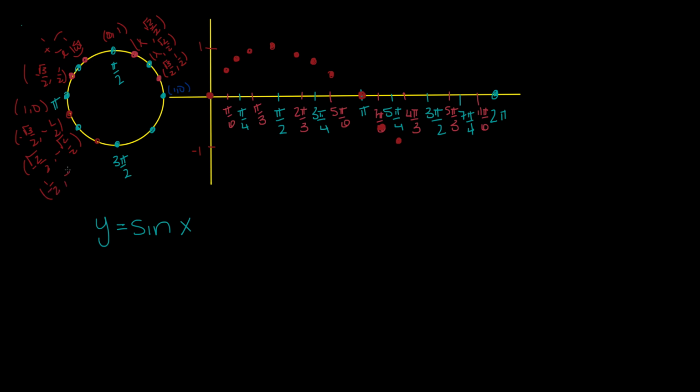1/2, negative root 3 over 2. And this is negative 0.866. I believe it's 0.866. Then we're down here, which is 0 comma negative 1. And then we make our way back up again, all the way back up to 0.